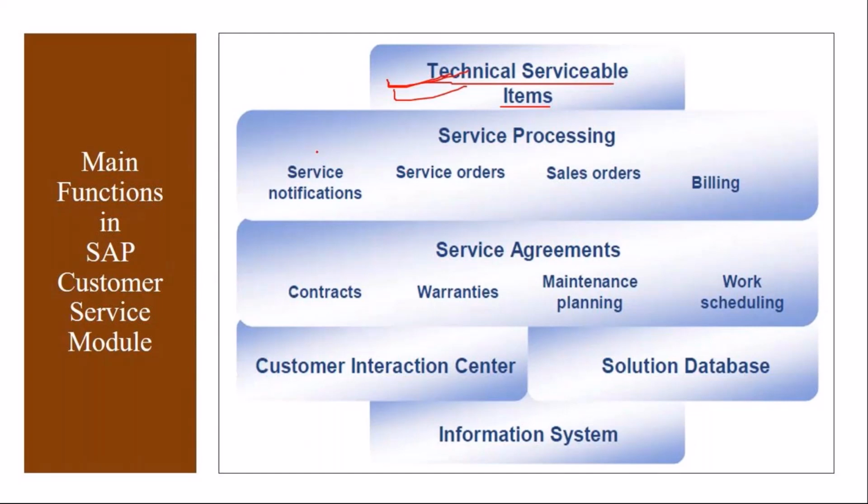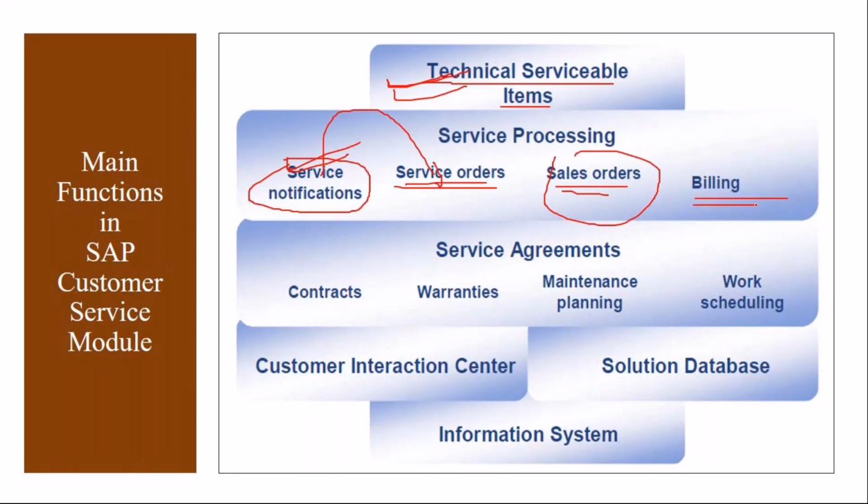Whenever the customer is having an issue, he will report to us, and we will create the service notifications. Using that service notification, we will create a service order to capture all the service cost, the materials and spare parts consumed, and all the labor activities, labor hours, and service activities. Then we will also create the sales orders. This is an SD integration, where suppose you ask the customer to return the product, so you need a sales order for that. And then finally billing. This is the high-level overview of service processing.